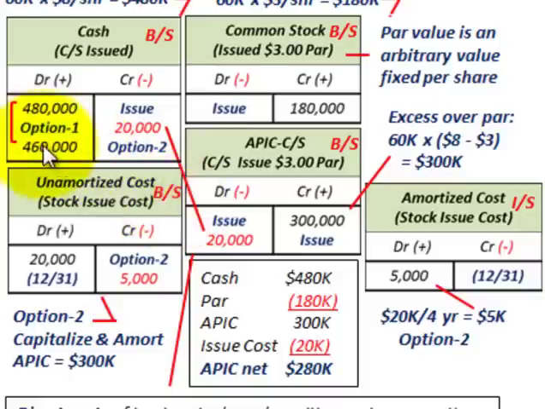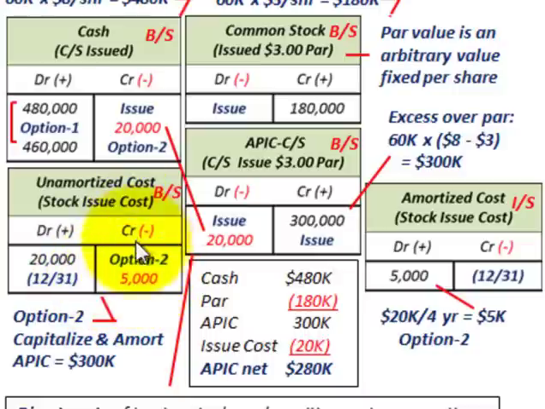We just reduced our cash account by the amount of those costs, and then we capitalized the issue cost as an asset here on our balance sheet. So we've capitalized it here, and let's just say for the end of the year, we would have amortized, say, $5,000 worth of those issue costs.